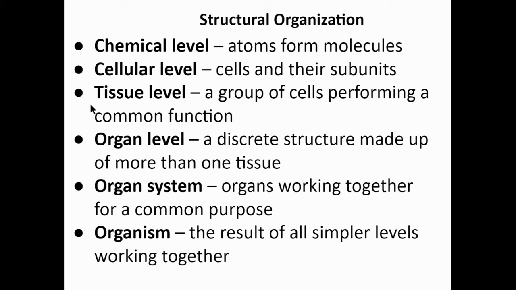So then we have sometimes multiple tissues forming together. And when they form together to have another overall function, we call this an organ. So an organ is typically composed of multiple types of tissues, more than one type of tissue.